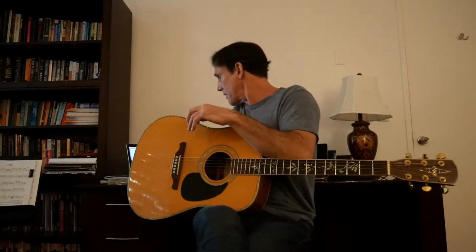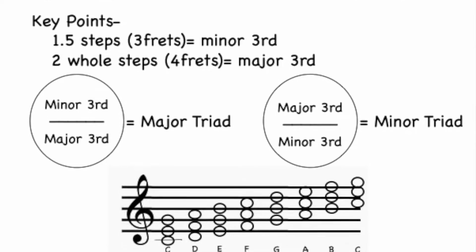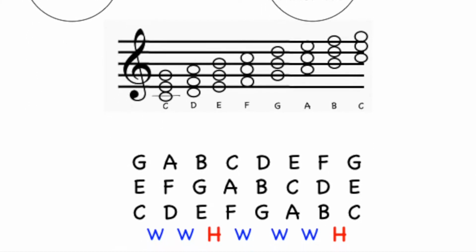And all this is going to be laid out for you in your book on page 6, okay? So, a minor third is when we travel 1.5 steps, and a major third is when the distance between our notes is 2 whole steps. You already know a half step is 1 fret and a whole step is 2 frets.